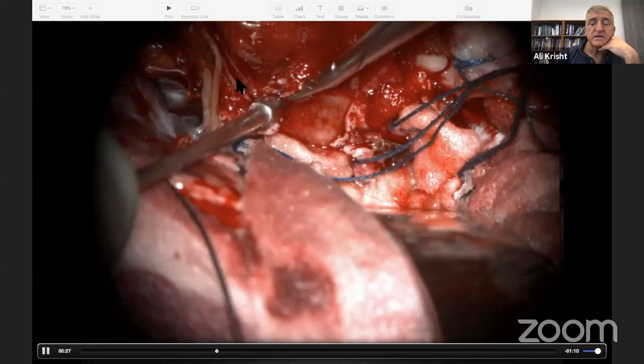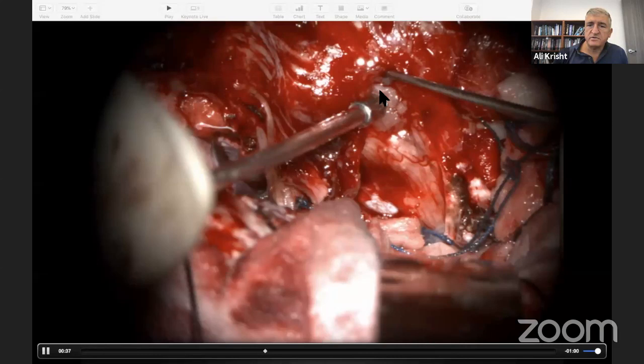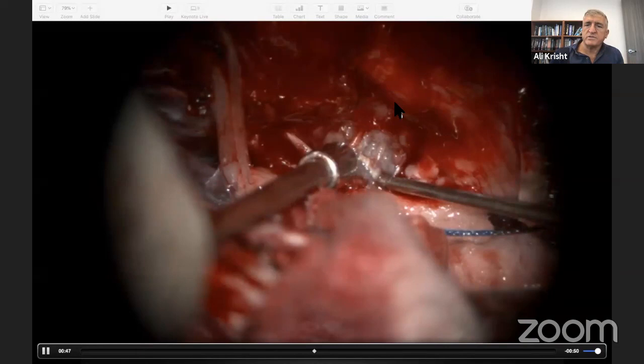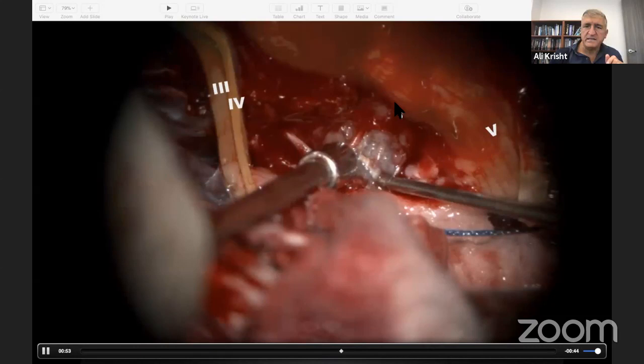So now we are opening the Meckel's cave and unroofing it, which is really the inferior layer of the tentorium itself. You can see the tumor in Meckel's cave. And sometimes there are cases where, when the tumor is big, it feels like they are intertwined with the nerves. They're usually big lobules that you can ease out very well in this case.